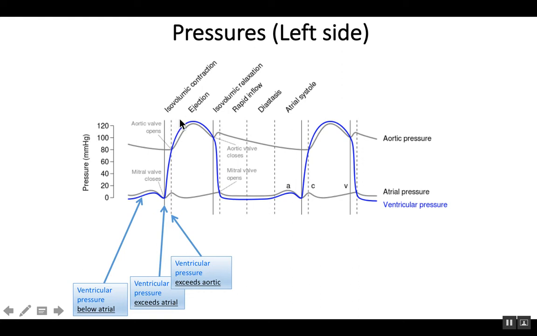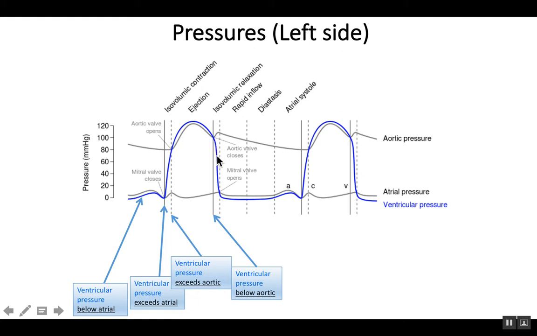Notice during this ejection period, the blue line, the ventricular pressure, is always above the aortic pressure. Then, as that ventricle goes from contraction to relaxation, the pressure in the ventricle drops below the pressure in the aorta, and that's going to close that aortic valve. So now we're in relaxation and all valves are closed again, and no volume changes, so it's called isovolumetric. The ventricle is relaxing, so it's isovolumetric relaxation.